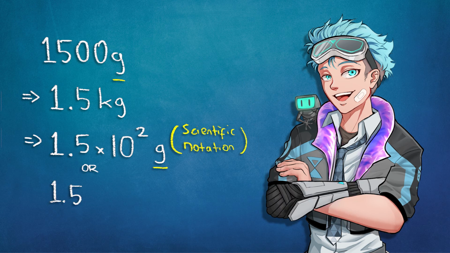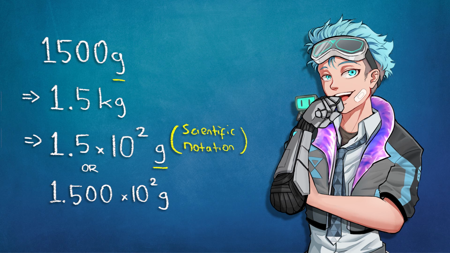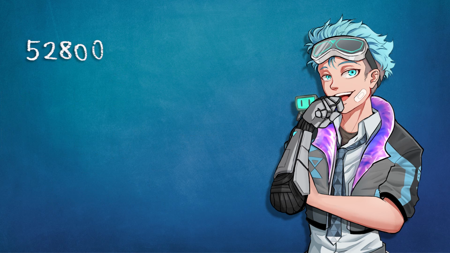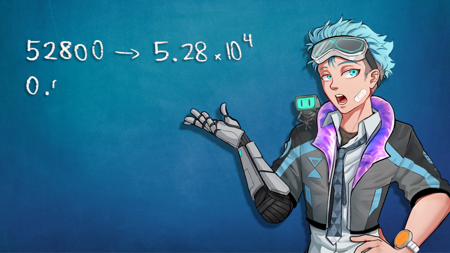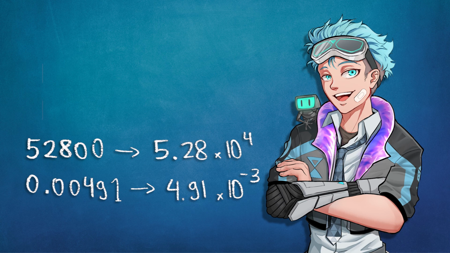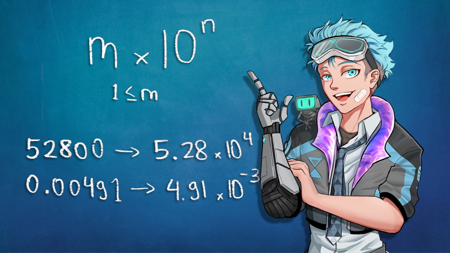You can also indicate how many of those ambiguous zeros are actually significant by just adding them behind the decimal point. This kind of notation is used a lot in scientific calculations to simplify numbers that are too big or too small. The standard form would be m times 10 to the power of n, where n is chosen so that m is between 1 and 10.